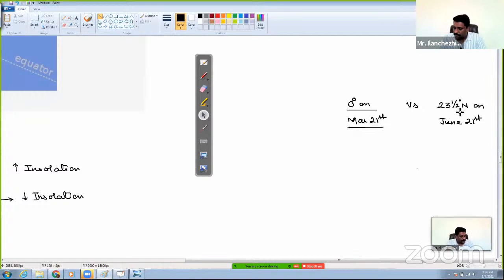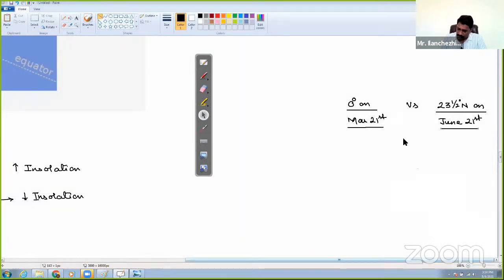Equator on March 21st versus Tropic of Cancer on June 21st. You have to simply tell me which day will be warmer, my friend. Which day will experience more temperature? Which day will experience a very high temperature, my friend? Tropic of Cancer on June 21st or equator on March 21st.